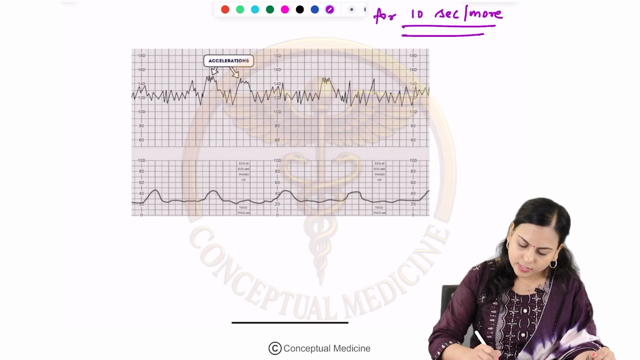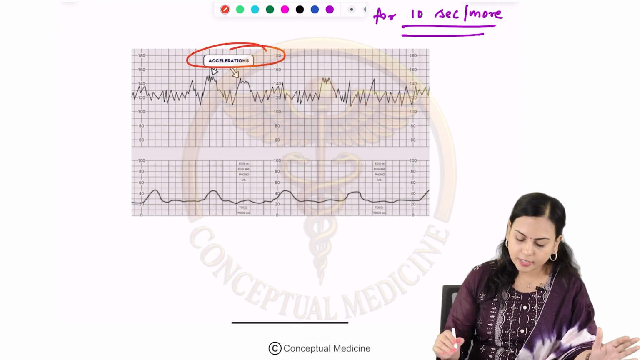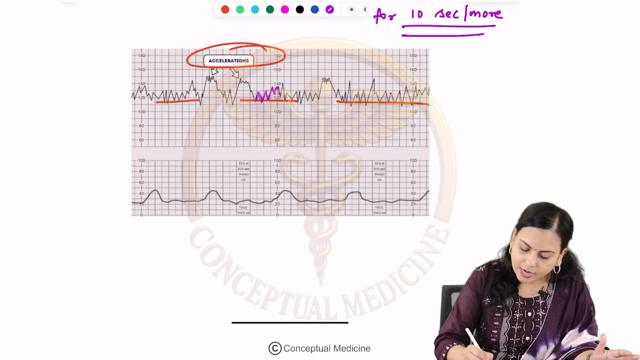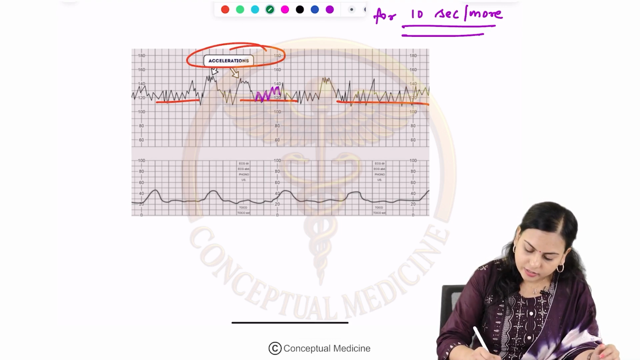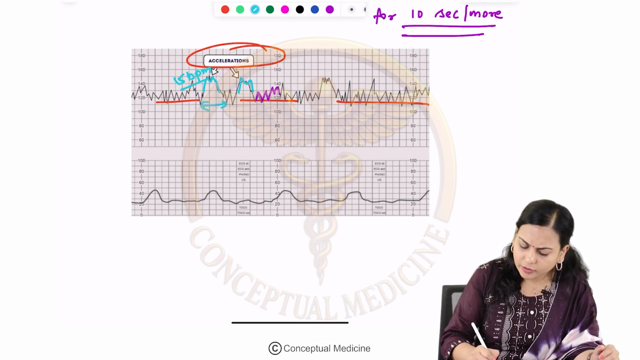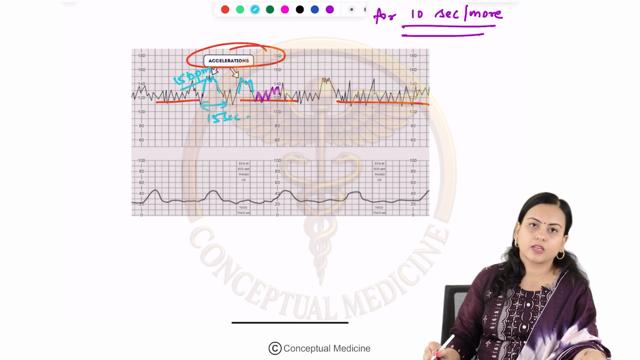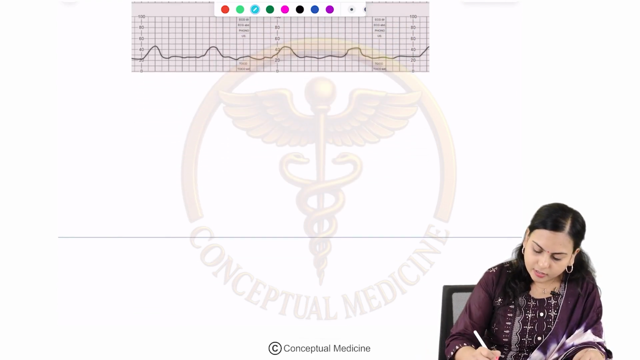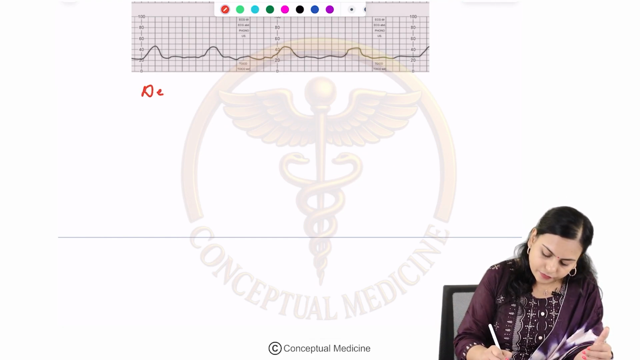Clear? So this is a picture of acceleration. See, what I meant as baseline is this one. This straight line is baseline, and what I meant as variability is this thing. And what I mean by acceleration is this thing. So it has risen above. Because it has risen above 15 beats per minute, and it has lasted for a longer time also, 15 seconds. Clear? Yes. So this one you have to understand. And we'll see about the decelerations.